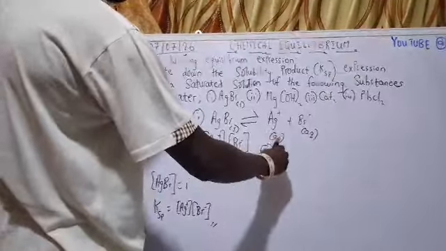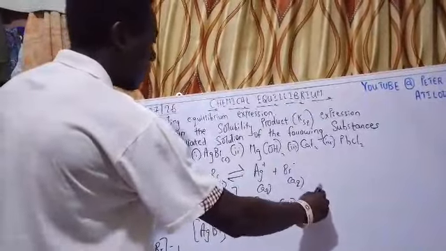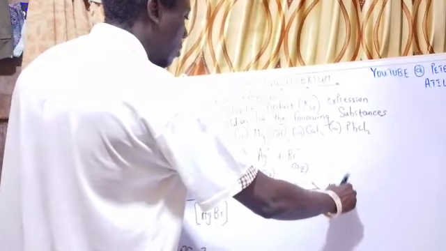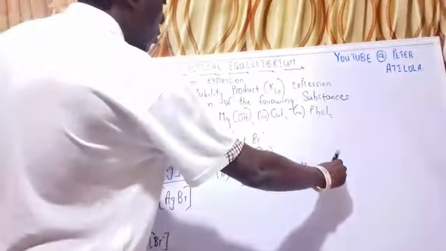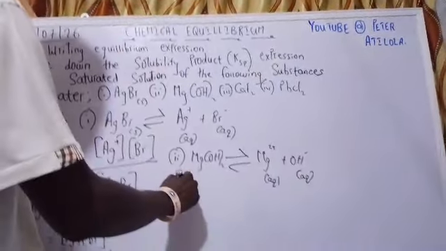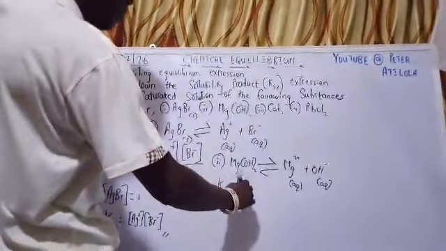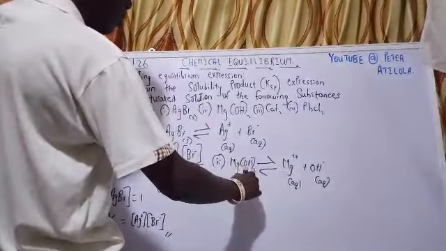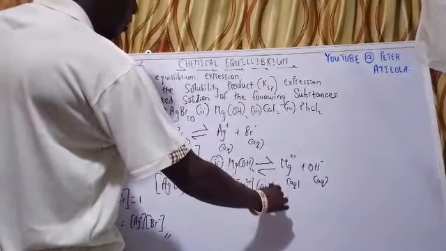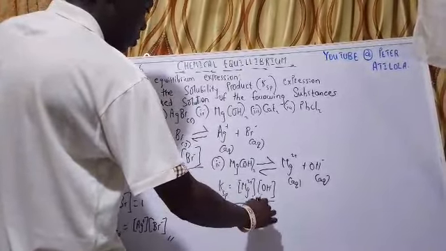For number 2, you have Mg(OH)2. Remember, you write something like this. So I'm going to have Mg2+ and OH-, aqueous. So if you want to write this solubility product KSP, normally K is just equilibrium. So you're going to have product over reactant. That will be Mg2+ times OH- over Mg(OH)2.